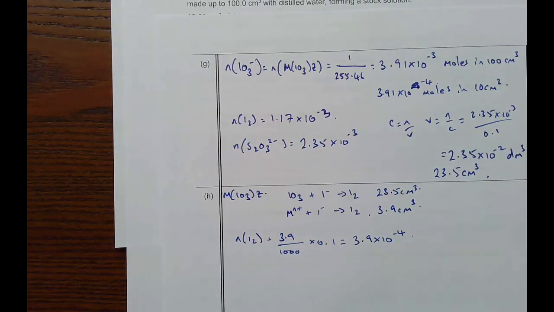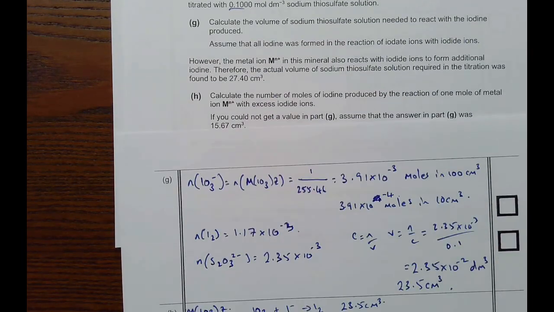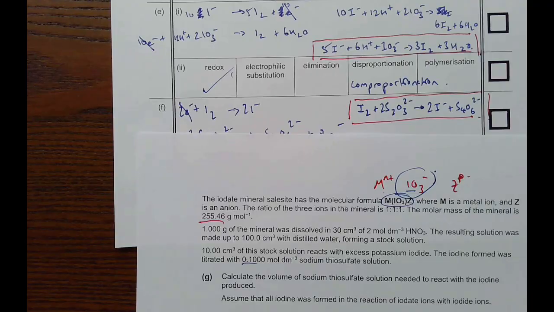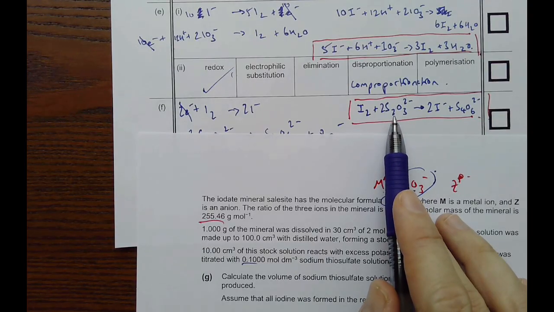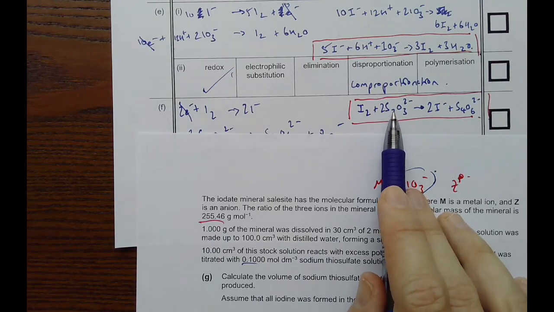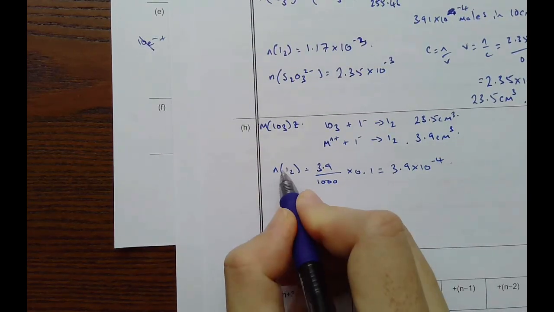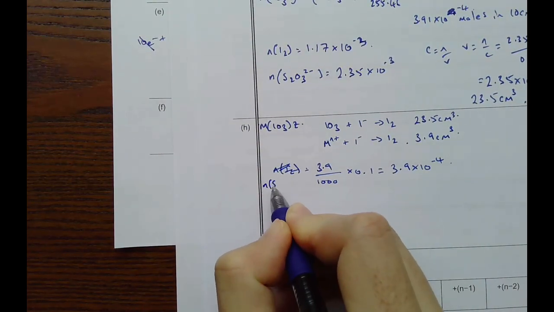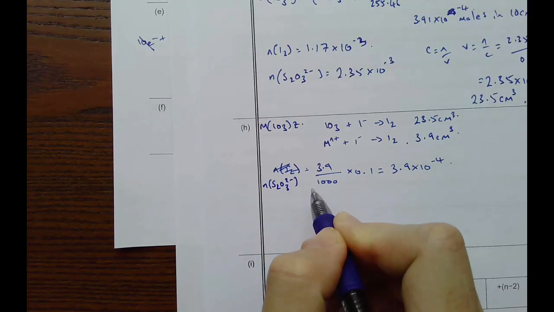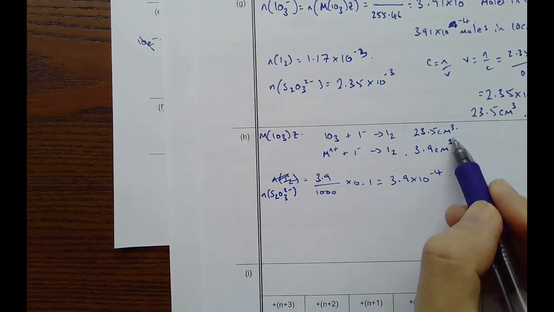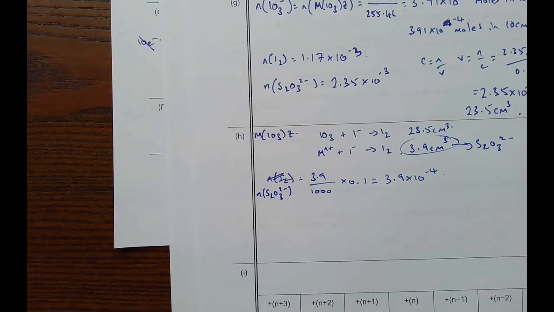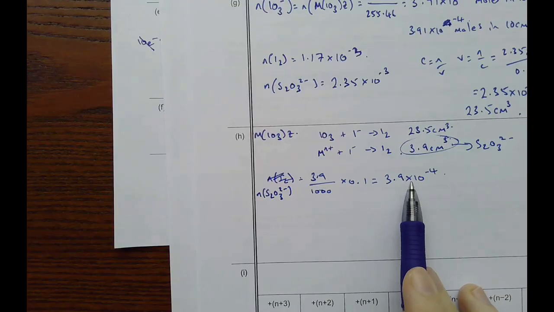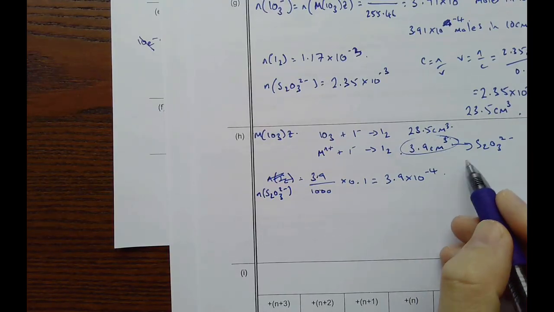And then, wait a second, I think I've made a mistake here. So let me just double check. So what I've just worked out was the moles of this. I got a little bit ahead of myself here, so I shouldn't have written that. I should have written the moles of S2O3 2 minus. Because remember, this volume here, that's my volume of S2O3 2 minus. All right, so I use 3.9 centimeters cubed of that, so I have that many moles of S2O3 2 minus.